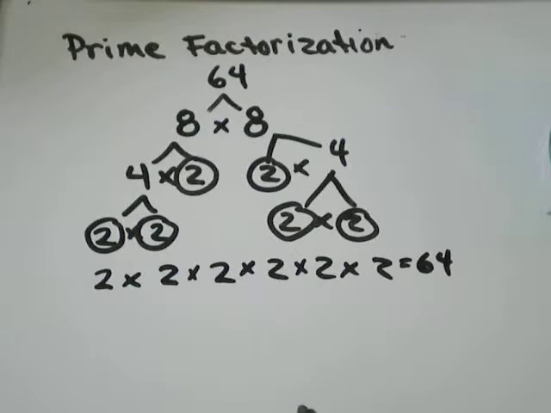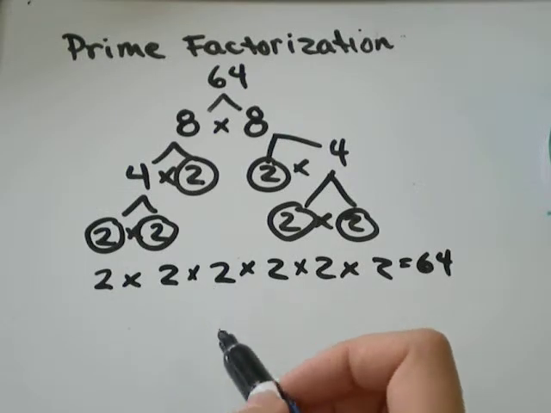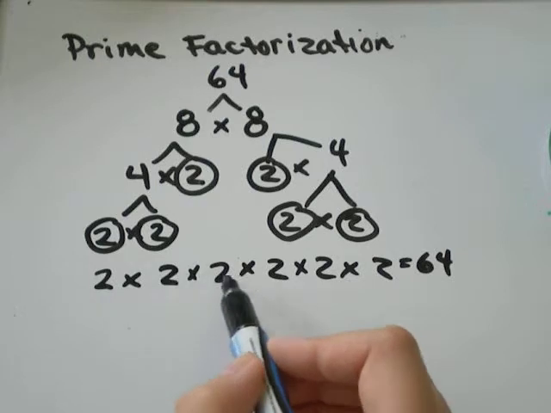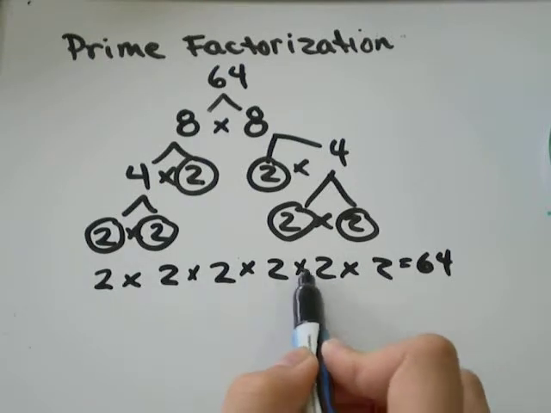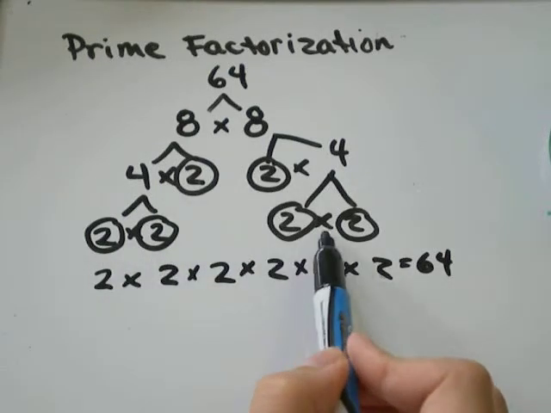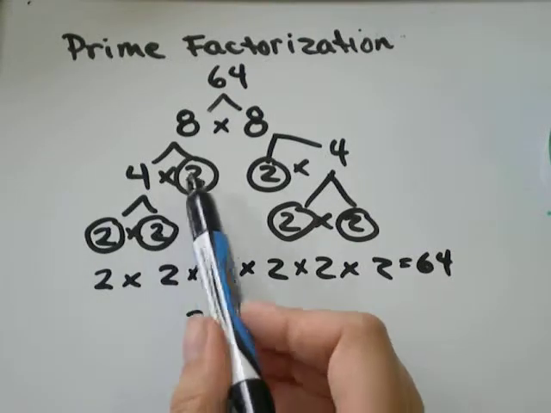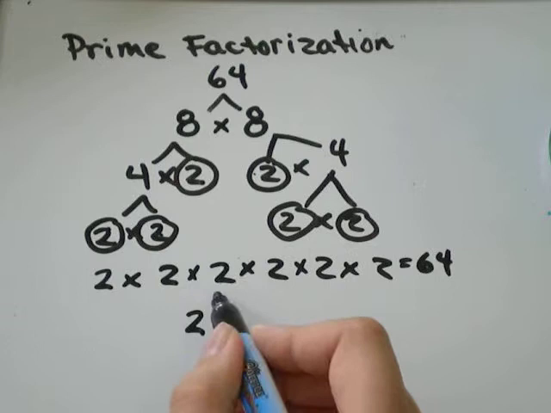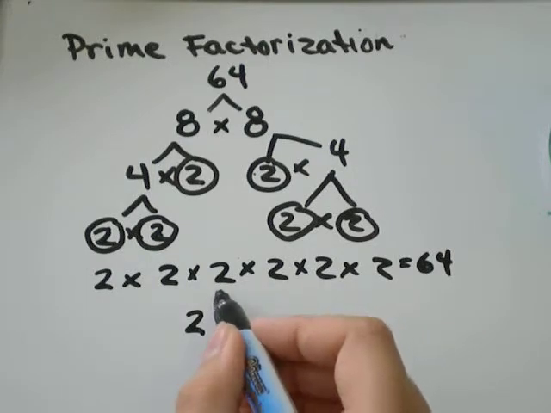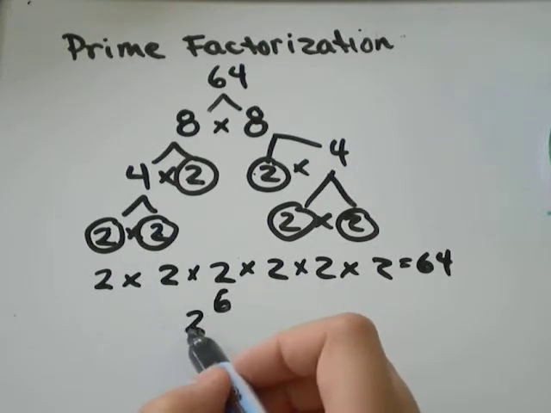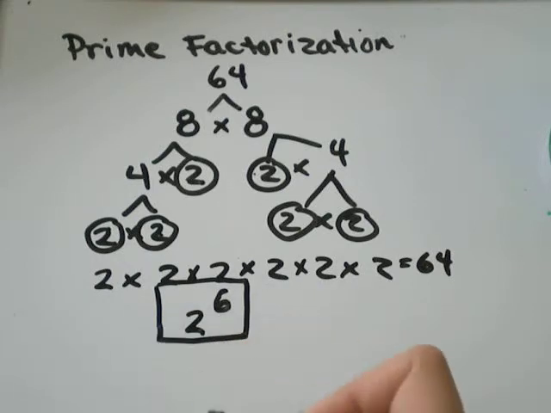Depending on what grade you're in, you might leave your prime factorization just like that, or you might simplify it with the use of exponents. So if you're doing exponents, our base for our exponent is going to be 2. All the numbers at the end of our branches were 2, and how many of them were there? 1, 2, 3, 4, 5, 6. So we would say, for our prime factorization of 64, that is equal to 2 to the exponent of 6.